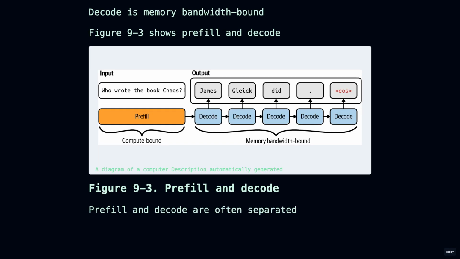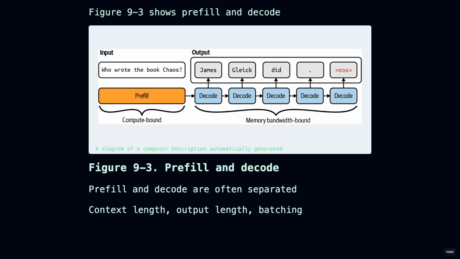Because the two phases stress hardware differently, production systems often run them on different machines. That lets each stage be optimized for its own job. The bottleneck also changes with request shape. Long contexts, long outputs, and batching strategies all affect whether the server is mostly waiting on compute or on memory bandwidth.